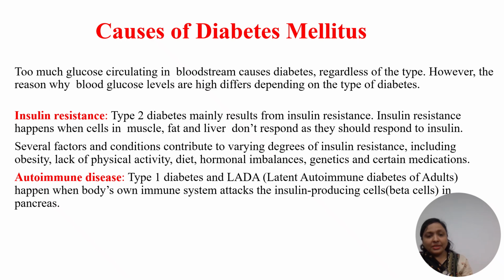Autoimmune diseases. Type 1 diabetes and latent autoimmune diabetes of adults happen when the body's own immune system attacks the beta cells of pancreas. We all know the beta cells of pancreas are very important for producing the insulin and controlling the blood glucose level.